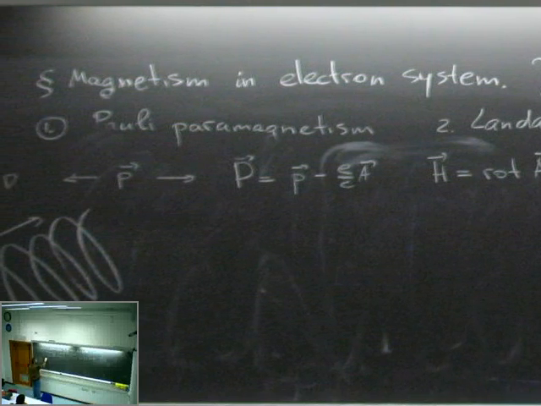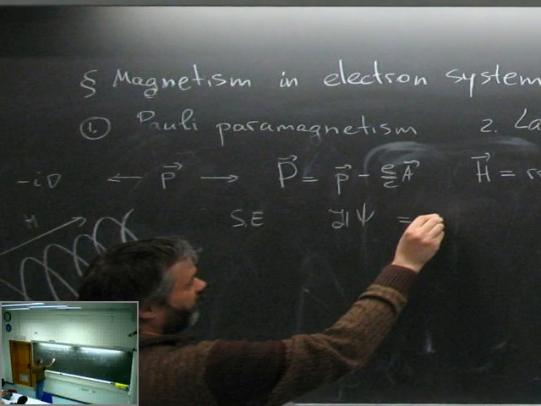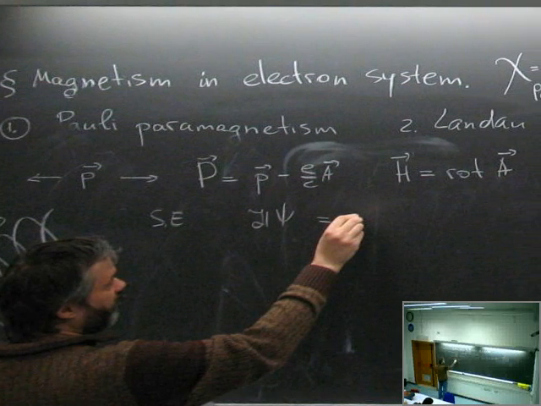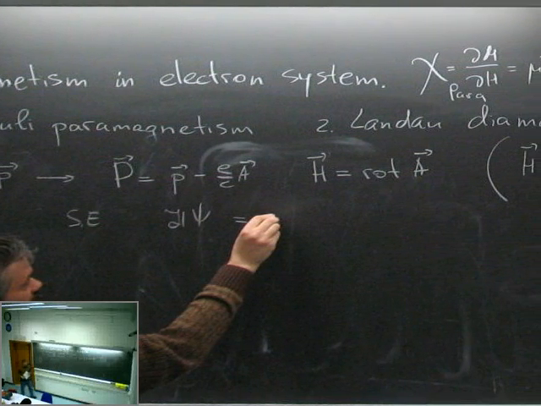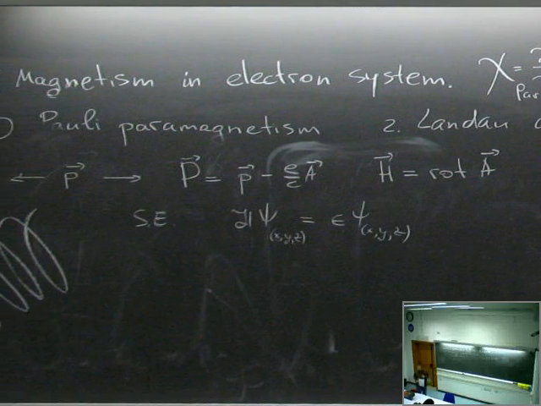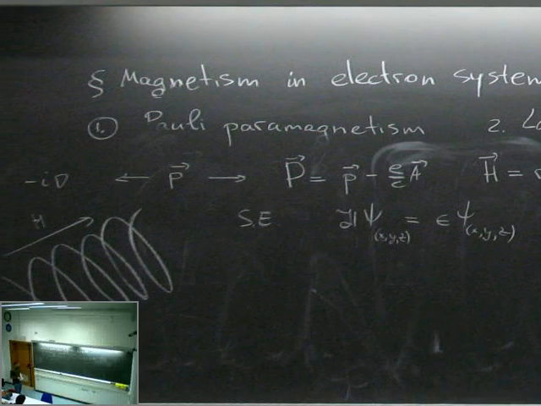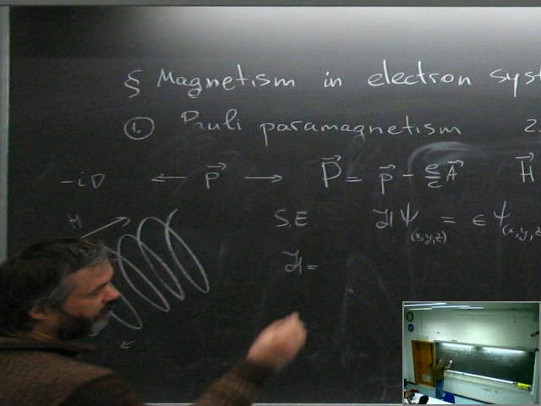The Schrödinger equation, as usual, is H psi equals epsilon psi, and the wave function depends on x, y, z. So this is the eigenvalue and eigenfunction of the Schrödinger equation. Of course, I am dealing with a stationary Schrödinger equation. There is no time-dependent effect whatsoever. So the Hamiltonian, as I said, is simple. It's a free particle, so it's p squared over 2m, nothing more.